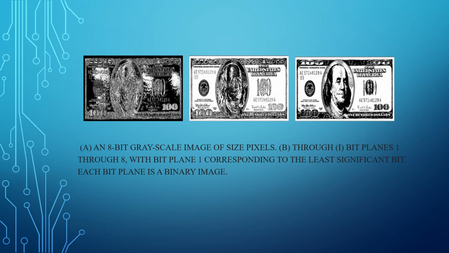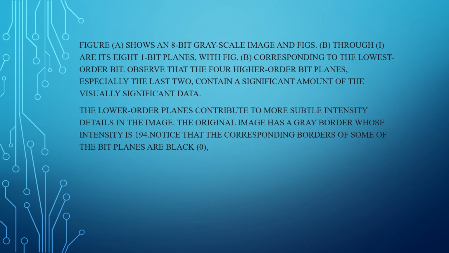Those figures show, first, an 8-bit grayscale image, and the second one is bit planes one through 8, with bit plane one corresponding to the least significant bit. Each bit plane is a binary image. Figure A shows an 8-bit grayscale image, and figures B through I are its 8 1-bit planes, with the figure corresponding to the lowest order bit.